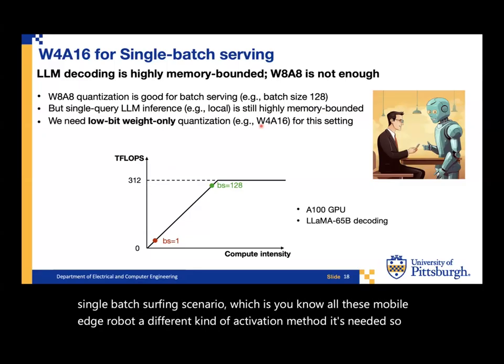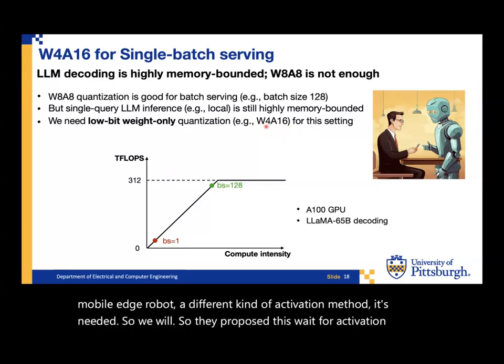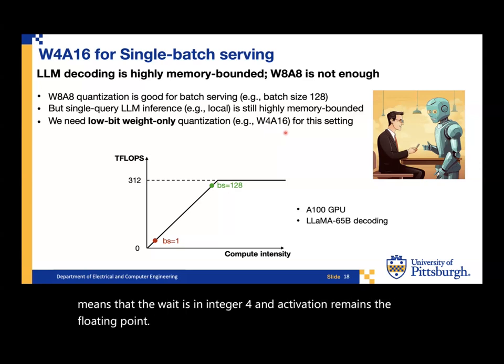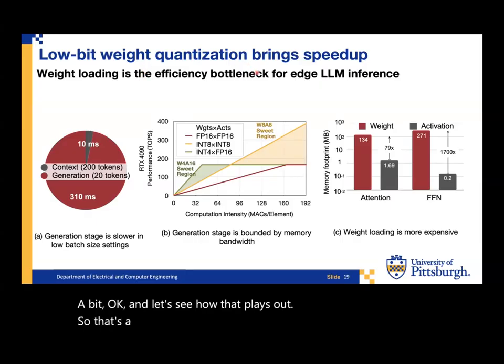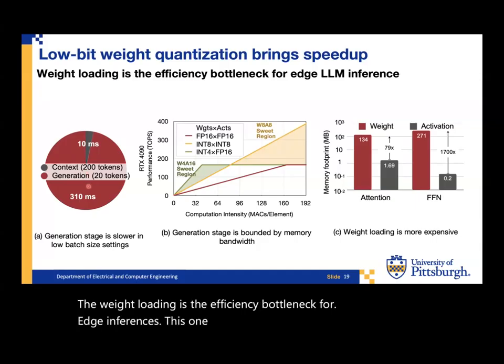So they propose this W4A16, which means that the weight is in integer 4 and the activation remains floating point 16-bit. Okay, and let's see how that plays out. It says low-bit weight quantization. The weight loading is the efficiency bottleneck for edge inference. This one gives you this breakdown of context generation and token generation.